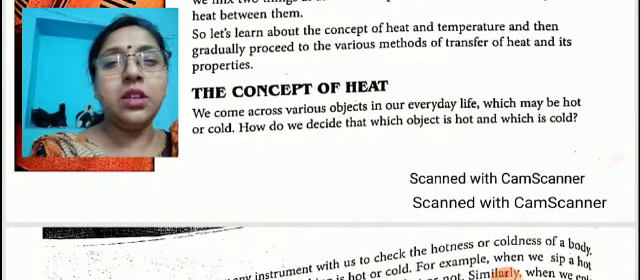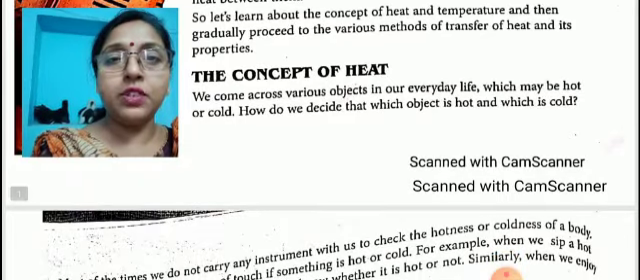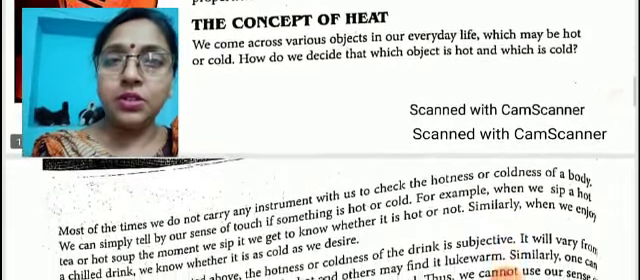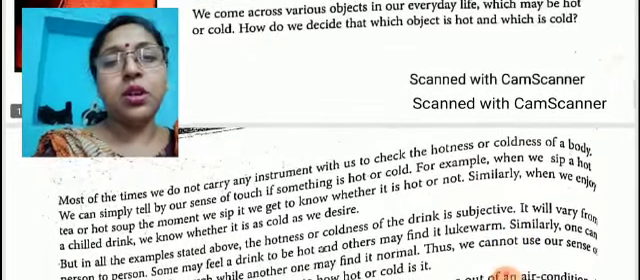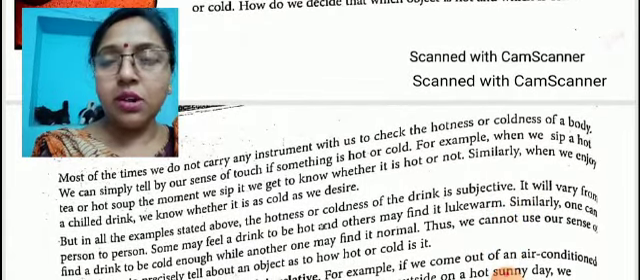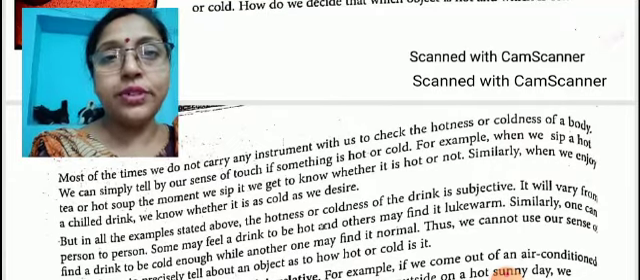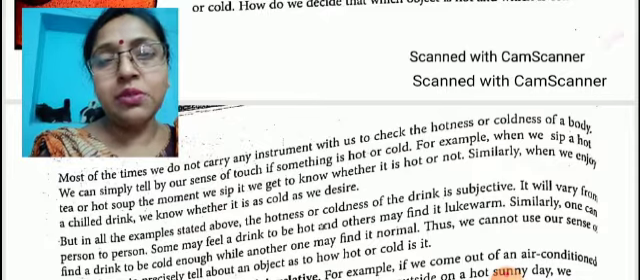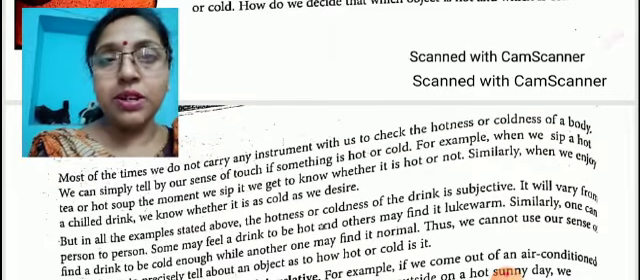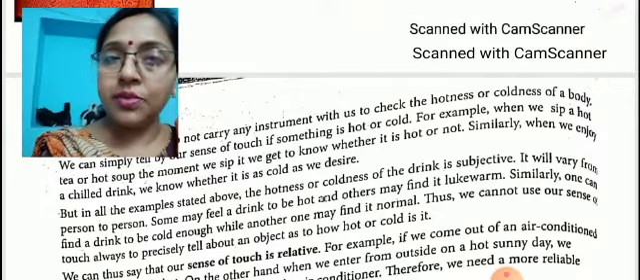What is heat? We come across various objects in our life, which may be hot or cold. How do we decide which object is hot or cold? Most of the time we do not carry an instrument to check hotness or coldness, so we simply use the sense of touch. Our hand, our skin, helps in the sense of touch, which can tell us this object is hot or this object is cold.